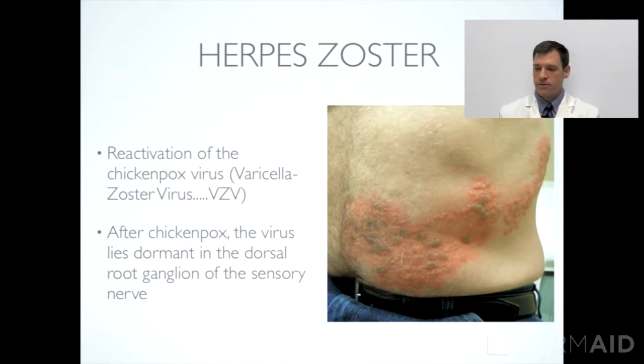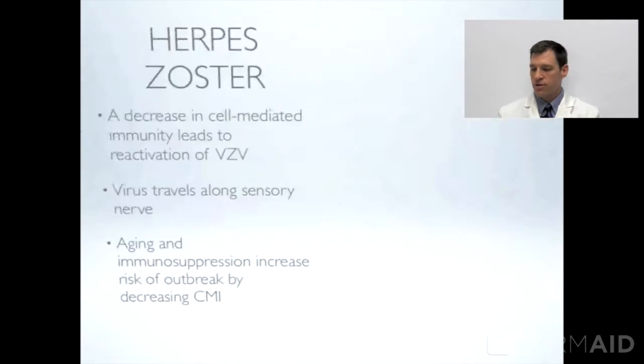What happens is that when we're usually children, we contract chickenpox or the varicella zoster virus. This virus lives with us for our lifetime once we have it. It lives in a region of the nerve called the dorsal root ganglion. Reactivation of the chickenpox virus causes shingles.